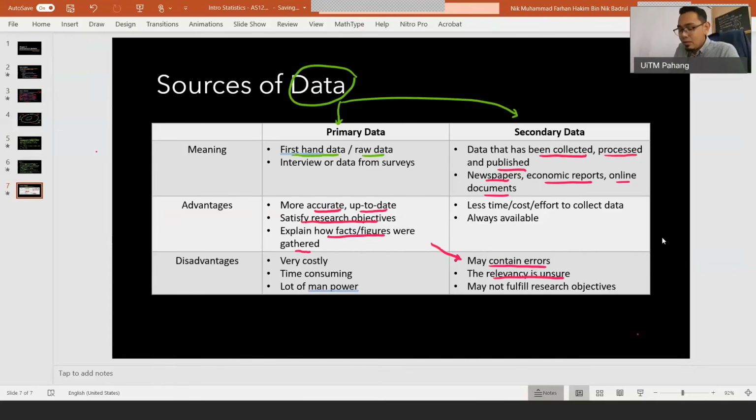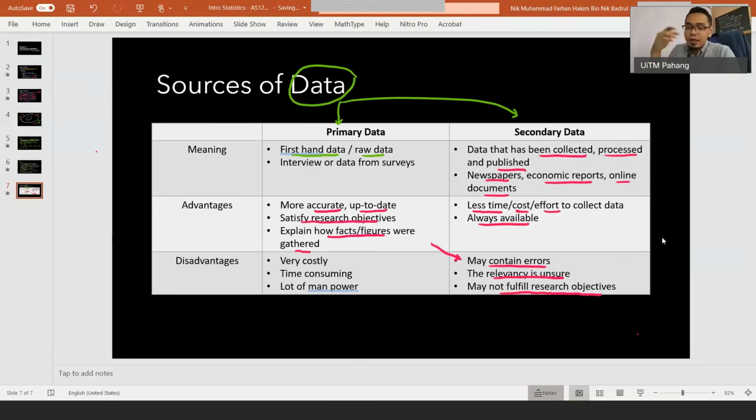And it also may not fulfill our research objective. Kan? Kita nak data ini tapi yang ada dekat online tu data macam tu. Mungkin tidak memenuhi cita rasa kita. So it may not fulfill our research objective. But the secondary data has its own advantages. For example, less time, less cost and less effort to collect the data. Untuk kumpul data tadi, kurang masa, kurang kos dan kurang tenaga untuk kita cari. Kan? Sebab kita hanya balik internet, semua dapat. Always available. Once in the internet, always available.